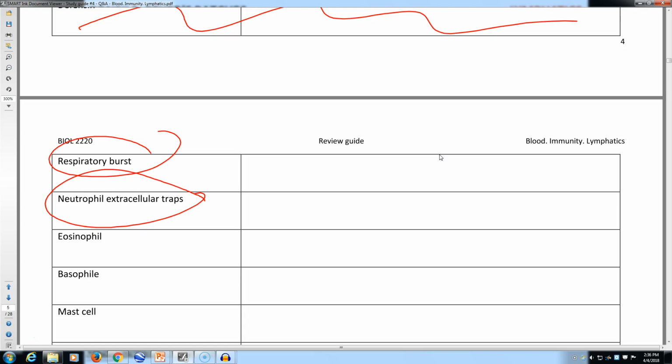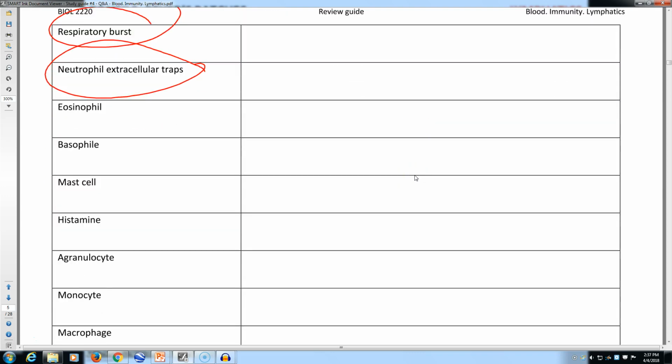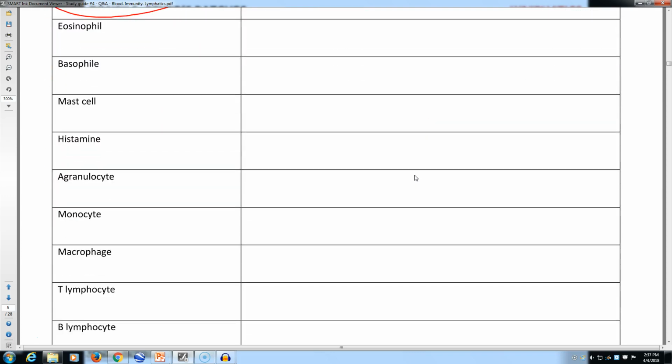Eosinophils, can they phagocytose? No. Basophils, can they phagocytose? No. Mast cells, same. No. Know which ones are granulocytes and agranulocytes. So if I ask you, what is the granulocyte that can phagocytose? You tell me that's neutrophil. You clear?